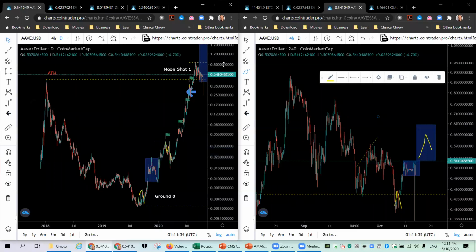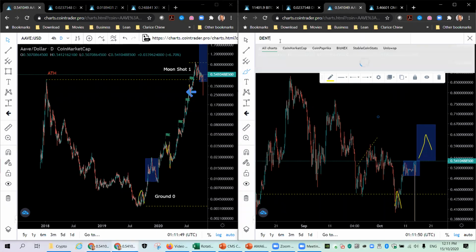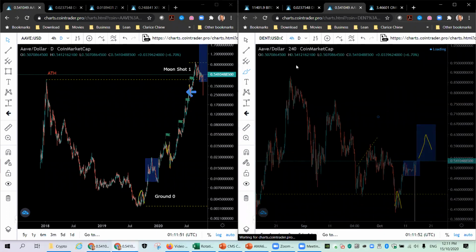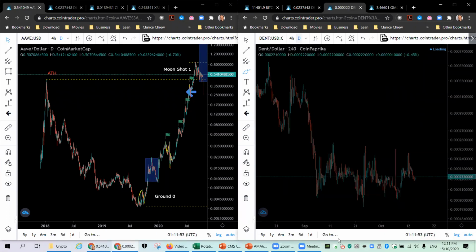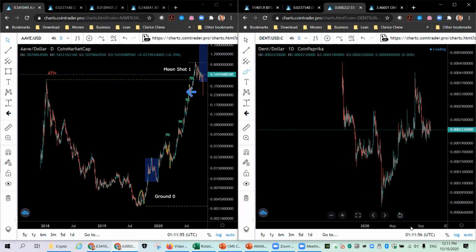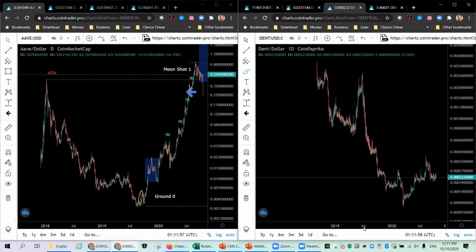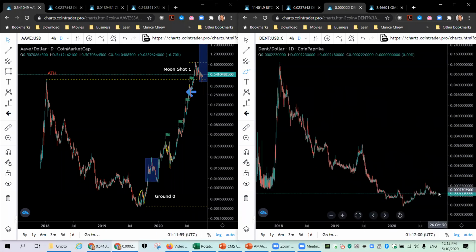All right, let's see, moving on. Let's look at other coins. We spoke about Ethereum, we spoke about Lend. Let's see Dent. Is that a solid coin? It looks pretty weak so far on my side. Yeah, it looks pretty weak. So still down there.